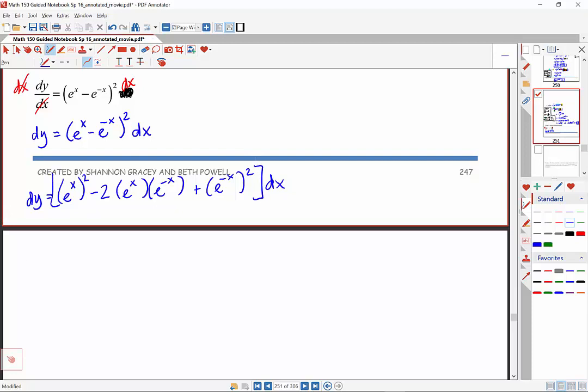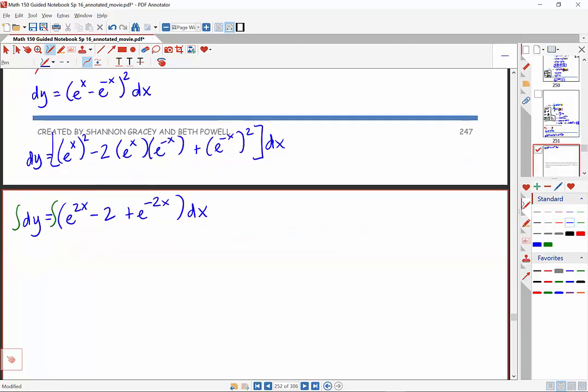So dy will be equal to e to the 2x minus 2, because you'll end up with e to the 0, which is just 1, and then plus e to the negative 2x dx. So now we've got these in a format that we can integrate. If we integrate both sides, on the left side we'll have a result of y, because we were integrating 1 with respect to y.